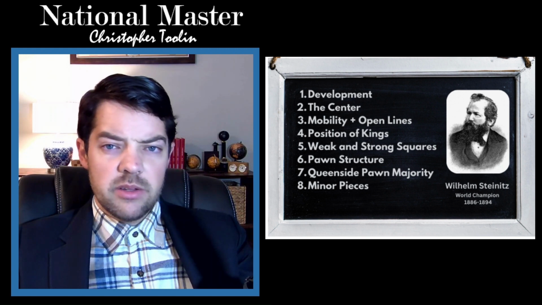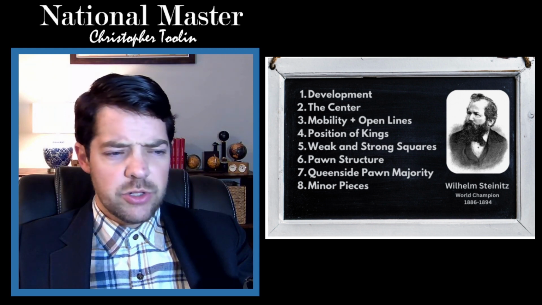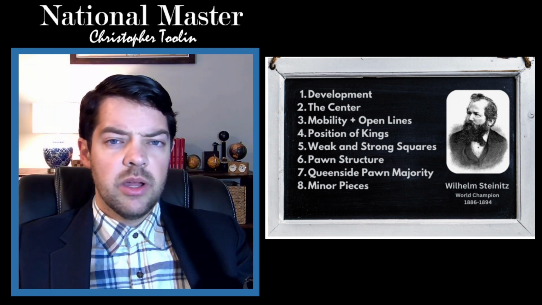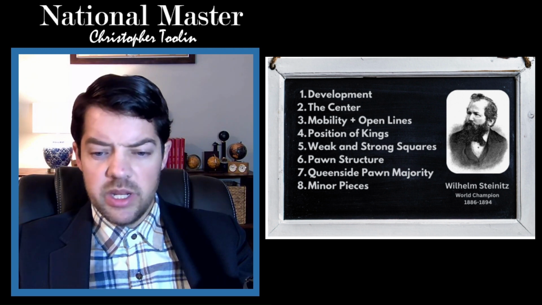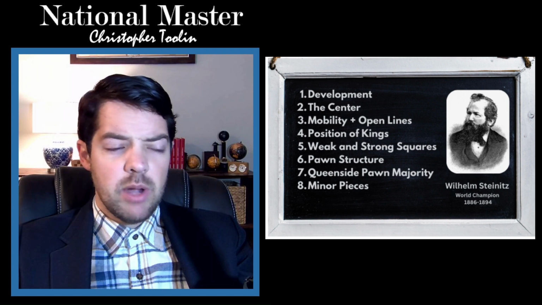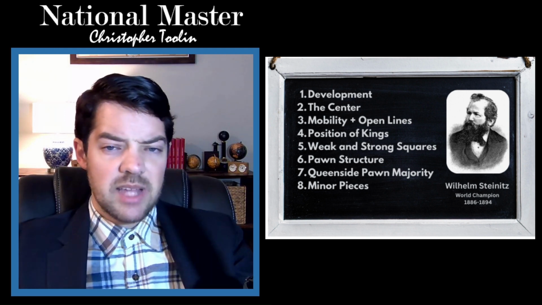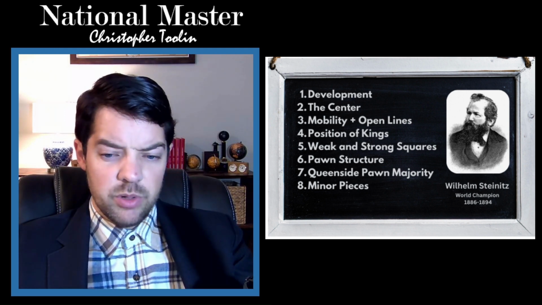And number eight, the minor pieces. That's pretty general, the four minor pieces, knights and bishops. But just understanding how they are placed, again, going back to mobility or open lines for bishops especially, how are the minor pieces? How healthy are they? Or if they're really not having much success, then how can we fix that? But just assessing the minor pieces is going to help you, okay?